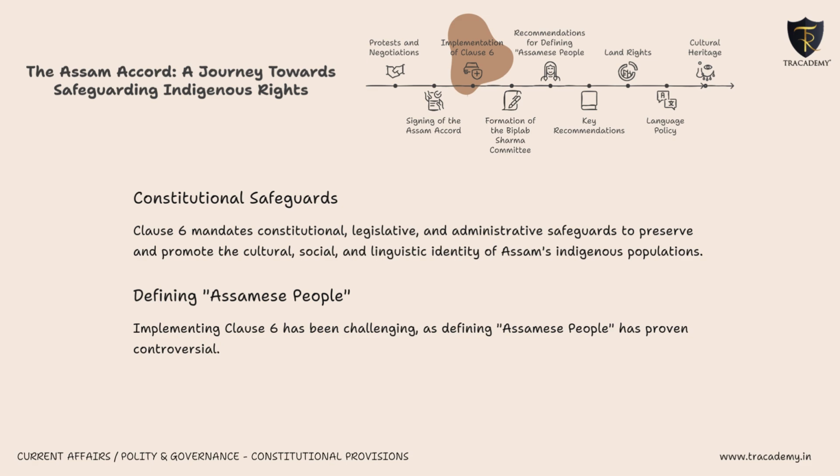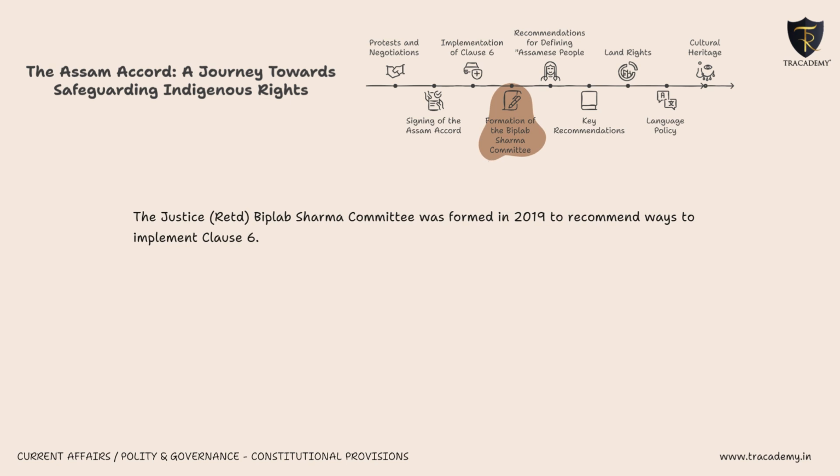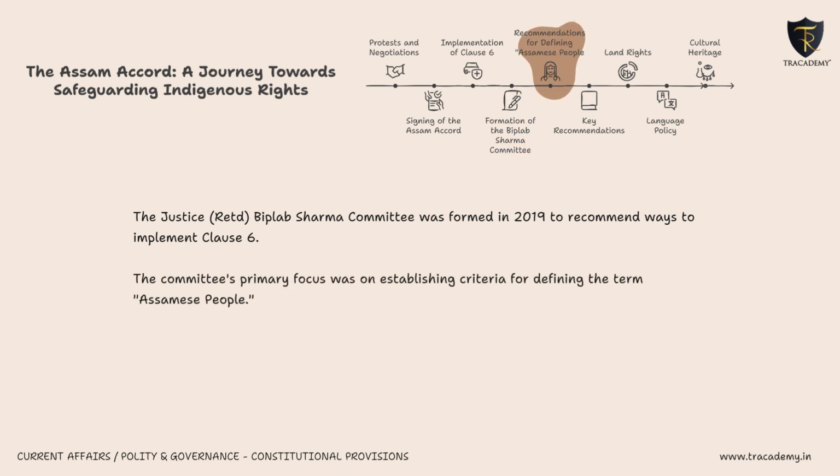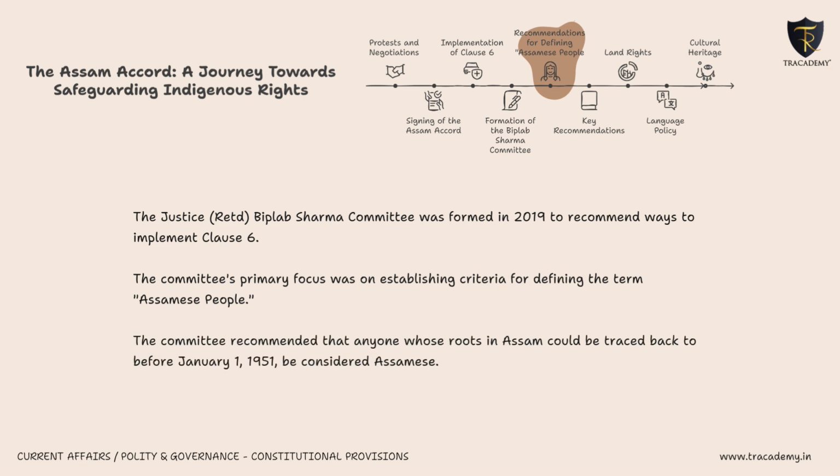In 2019, the retired Justice Biplab Sharma Committee was formed to recommend concrete ways to implement Clause 6. The committee's primary focus was on establishing criteria for defining the term Assamese people. The committee recommended that anyone whose roots in Assam could be traced back to before January 1st, 1951 be considered Assamese. This recommendation was based on the historical census data, notably the National Register of Citizens.